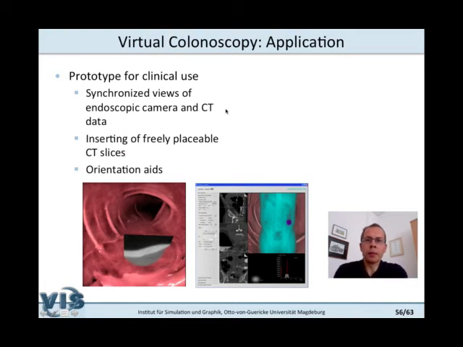So there was a prototype developed for clinical use. Again, it was a coordinated multiple view framework with an endoscopic view, some analytical views, namely the histogram of the data that could be used to adjust some thresholds to define the endoscopic view, and here we have the orthogonal slice views. It was also possible to create, for documentation in particular, visualizations where an endoscopic view is combined with a slice that corresponds to this position. That is meant here with insertion of freely placeable CT slices.